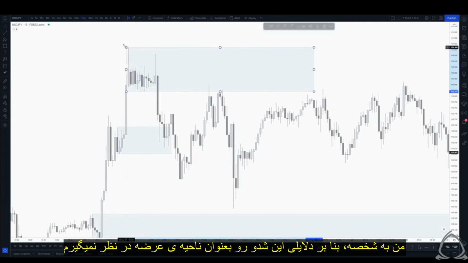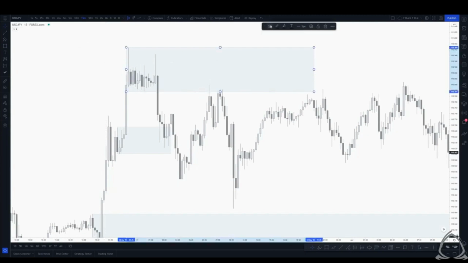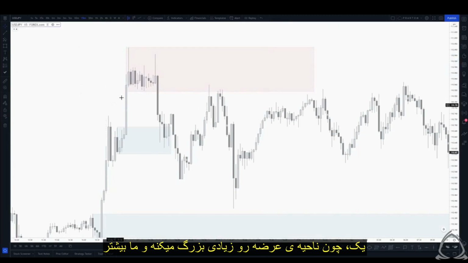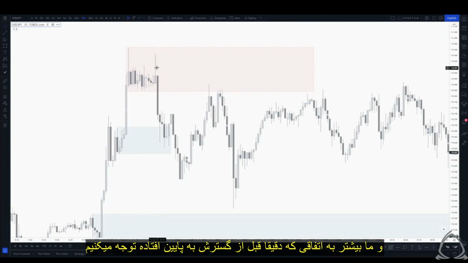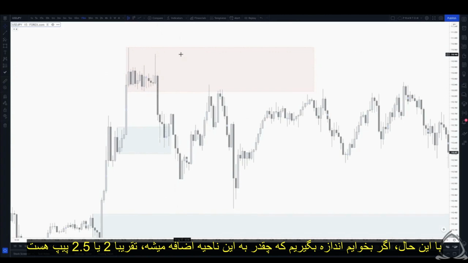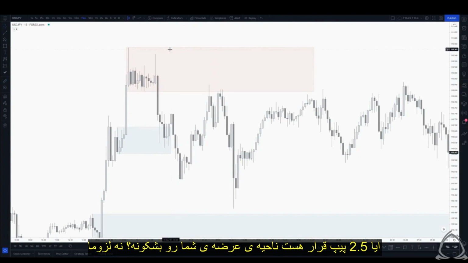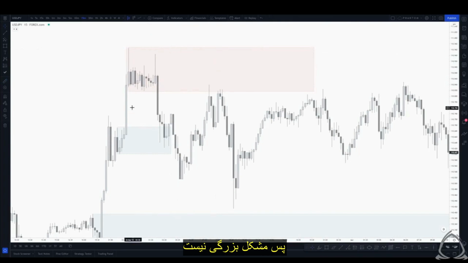I wouldn't necessarily be including this wick in my supply zone for a couple of reasons. One, because it does extend the supply zone quite rapidly, and we're more interested in what's happened just before that move that expanded to the downside. But that being said, if we just do a really quick measurement of how much this zone really gets added onto, it's about roughly 2.5 pips. Is 2.5 pips really going to make or break your supply or demand zone? Not necessarily. So it's not a huge issue.